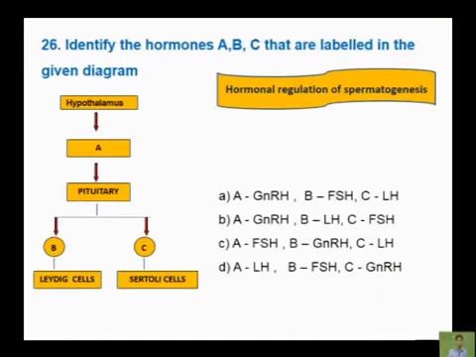Identify the hormones A, B, C that are labeled in the given diagram. It is a question on hormonal regulation of spermatogenesis.